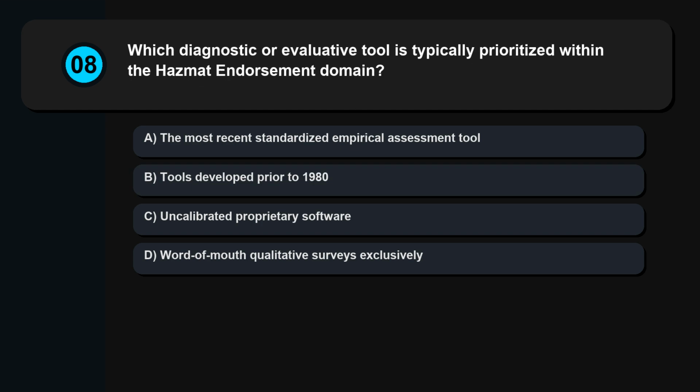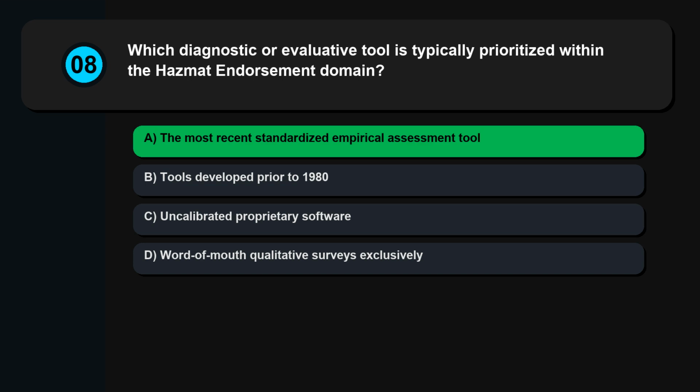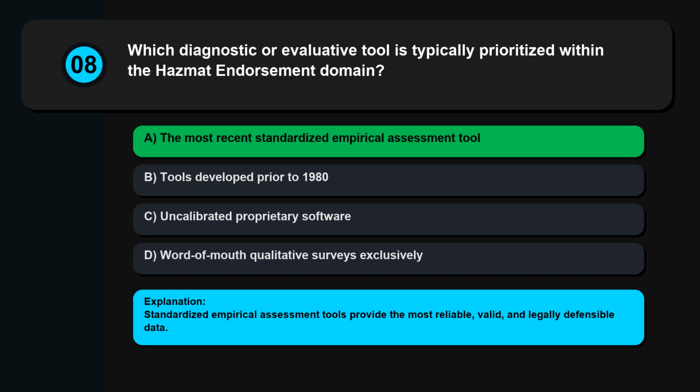Question 8. Which diagnostic or evaluative tool is typically prioritized within the Hazmat endorsement domain? The most recent standardized empirical assessment tool, tools developed prior to 1980, uncalibrated proprietary software, word-of-mouth qualitative surveys exclusively. Standardized empirical assessment tools provide the most reliable, valid, and legally defensible data.